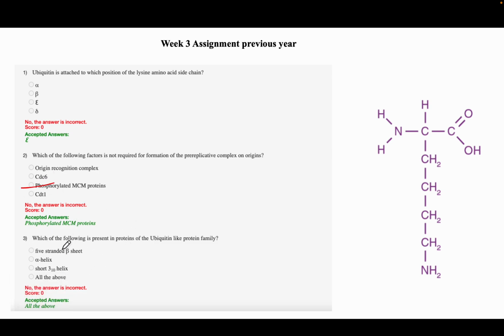So the next question is, which of the following is present in proteins of the ubiquitin-like protein family? So we will be discussing the ubiquitin-like protein family. You can see there, which of the following is present? 5-stranded beta sheet, alpha helix, short 310 helix, all are present in the ubiquitin-like protein family.